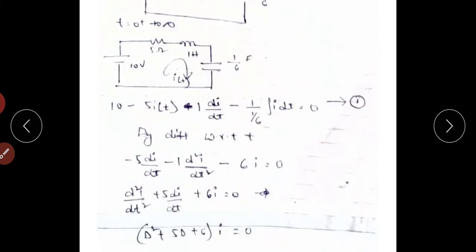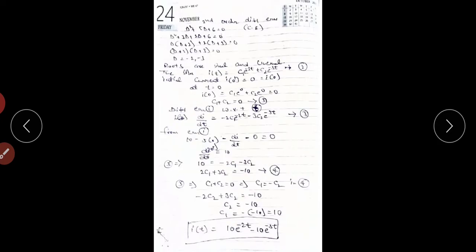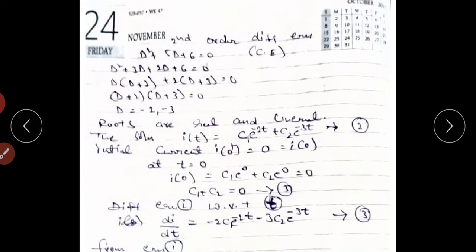So next, by differentiating with respect to t, the equation becomes: this is a constant value, so 0, minus 5 into dI by dt minus 1 into d square I by dt square minus 6 into I equals 0. Here differentiation and integration cancel, and 1 by C equals 6, so 6 into I. Next equation: d square I by dt square plus 5 into dI by dt plus 6 into I equals 0. Let d by dt equals D, so D square plus 5D plus 6 into I equals 0.